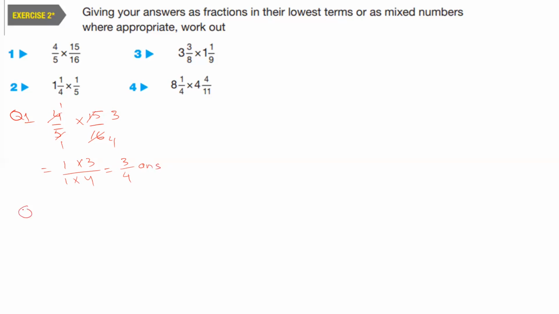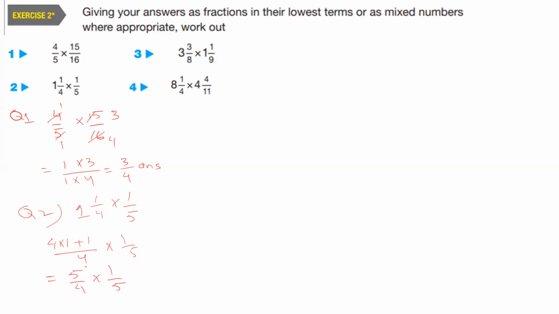Now we go for question 2. It states 1 whole 1 upon 4 times 1 upon 5. As you know, this one is a mixed number, 1 whole 1 by 4. So we convert the mixed fraction into an improper fraction. So we multiply 4 times 1 plus 1 over 4 times 1 upon 5, which means 4 times 1 is 4 plus 1 is 5 upon 4 times 1 upon 5.